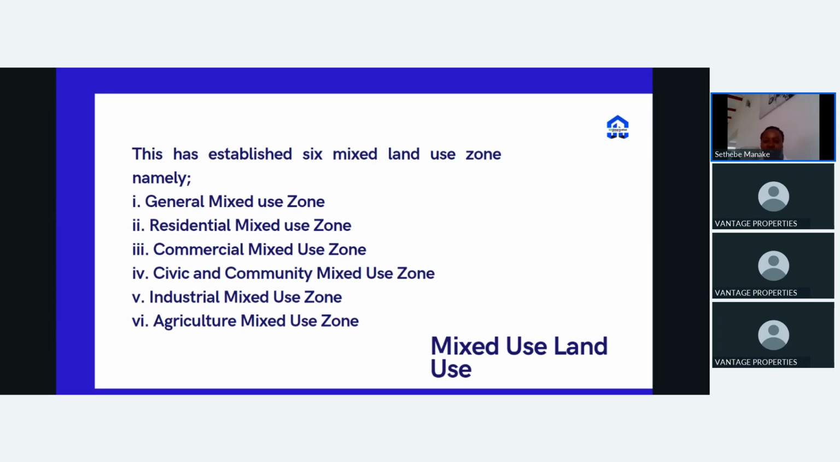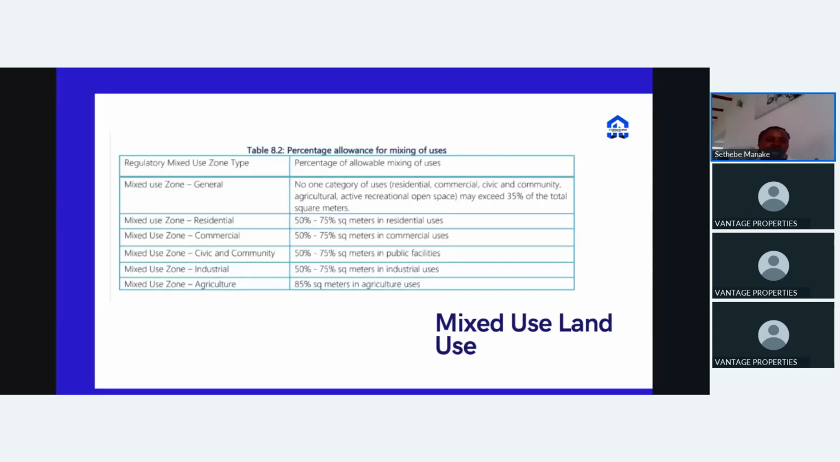So for the different mixed use types, there are percentages to be allocated for the other uses. For instance, how we run the mixed use general, where one category is prioritized, right?